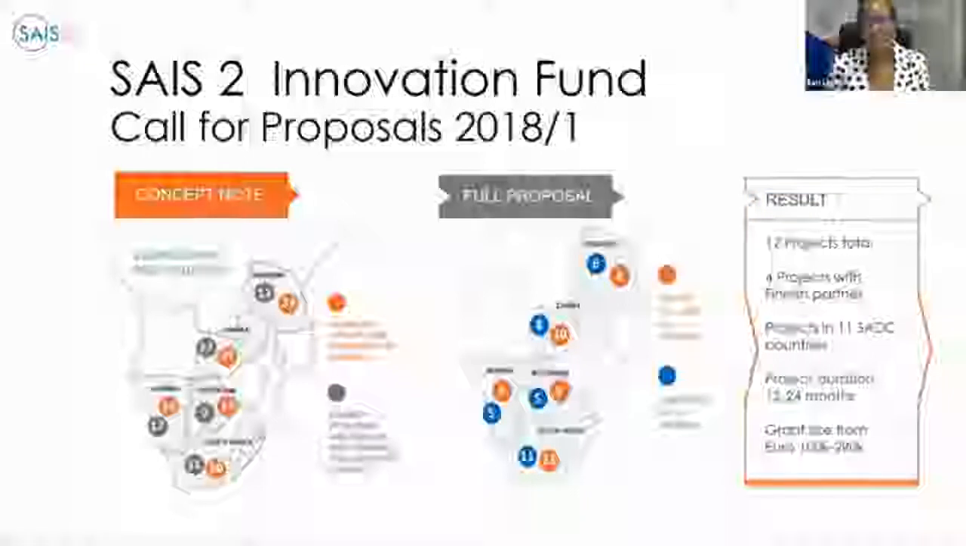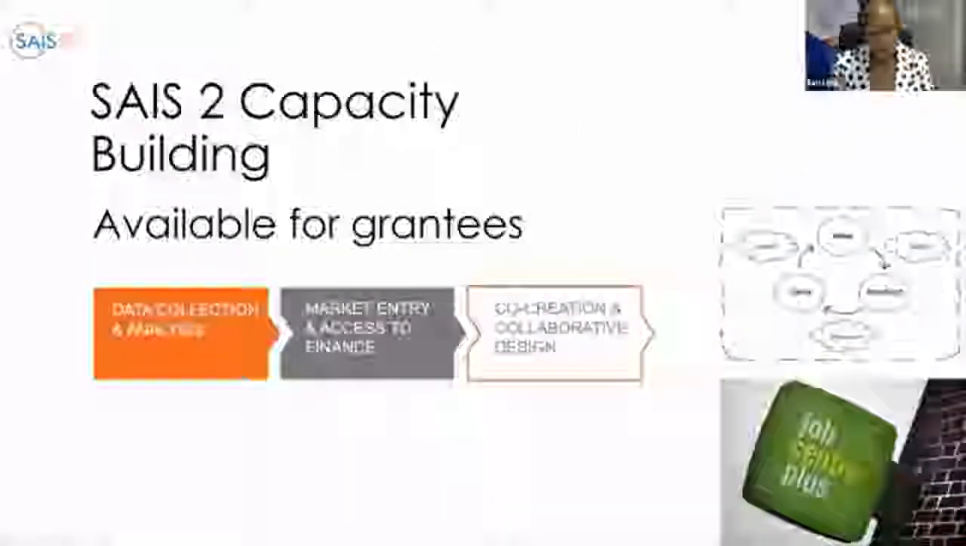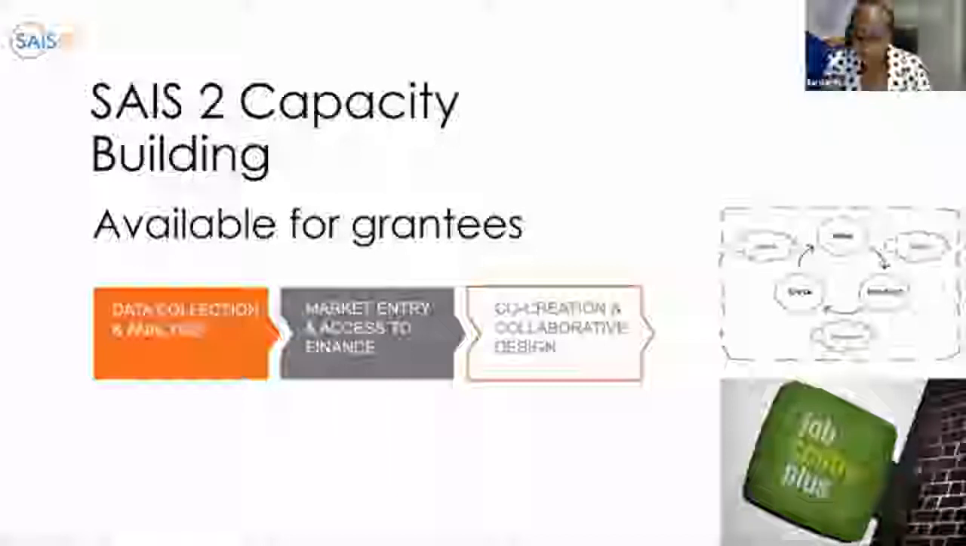To complement the matching grants that SAIS provides, the Innovation Fund program offers capacity building to all the grantees in the area of data collection and analysis, market entry and access to finance, co-creation and collaborative design. The modalities of the capacity building programs are based on a train-the-trainer approach to build sustainability of the skills and competencies for the region.